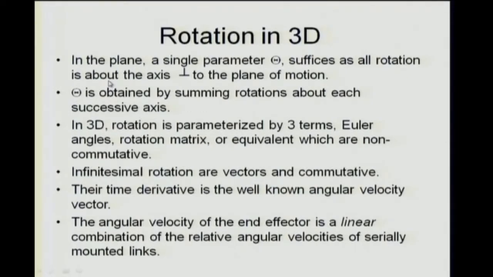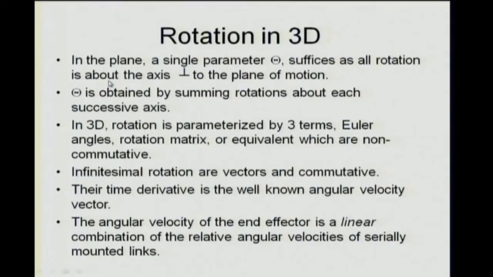However, you also know that infinitesimal rotations are vectors and they are commutative. You can add them vectorially, they don't have this problem that finite rotations have. And so the time derivative of infinitesimal rotations is the angular velocity vector, which is very nice and well behaved. It fits into all our high school physics, and so we are very comfortable with it. There are no issues there.